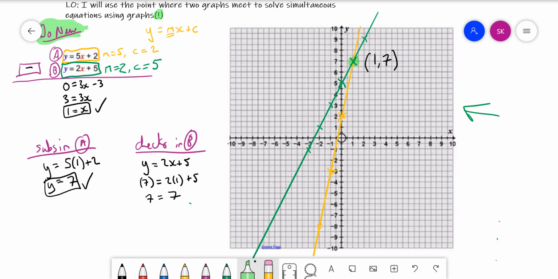Hopefully you've spotted where the 2 graphs, the 2 lines A and B, meet. This point here, 1, 7, is also the solution to when we solved it, where x was 1 and y was 7. Look at that!